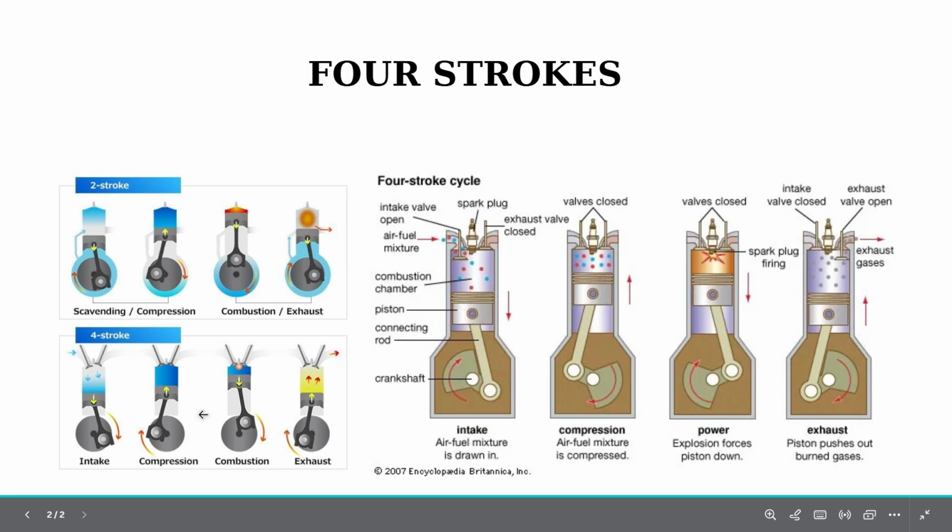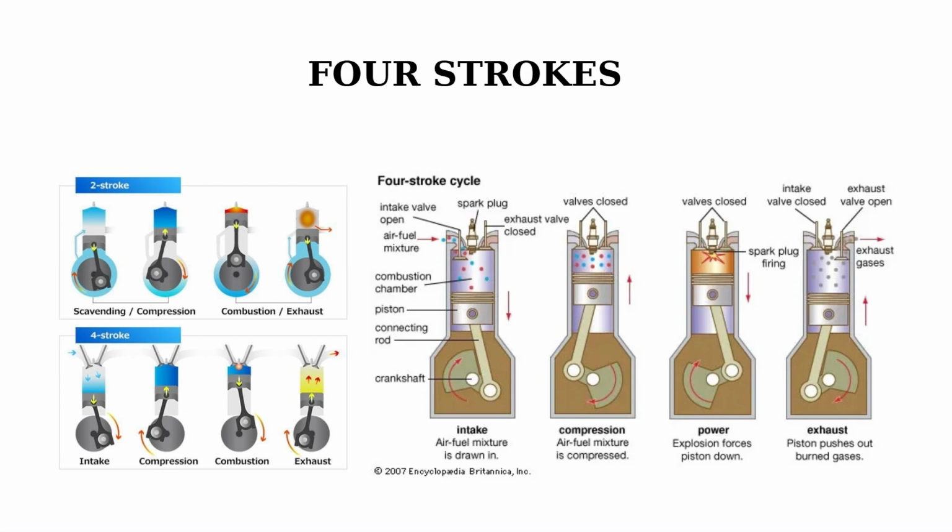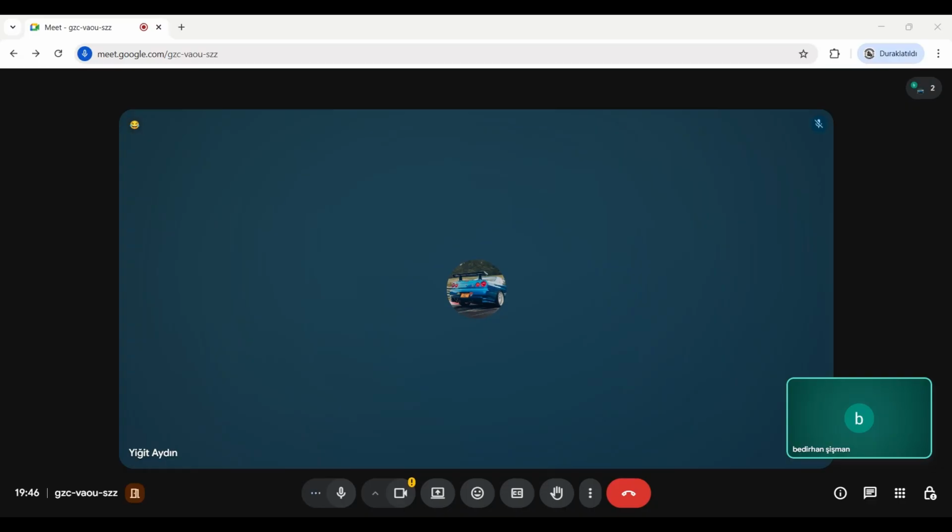Now let's name these four strokes. The first stroke is the intake stroke. The second stroke is the compression stroke. The third stroke is the power stroke, and the fourth stroke is the exhaust stroke. Each of these strokes has a different function, and all of them are necessary for the engine to work properly.